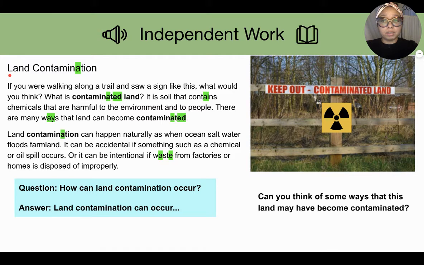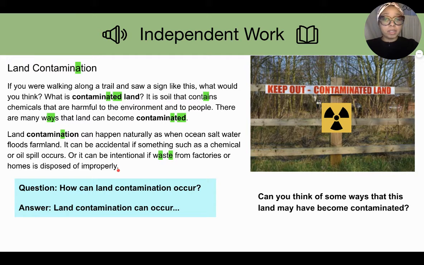Land contamination. If you were walking along a trail and saw a sign like this, what would you think? What is contaminated land? It is soil that contains chemicals that are harmful to the environment and to people. There are many ways that land can be contaminated. Land contamination can happen naturally, as when ocean water floods farmland. It can be accidental if something such as a chemical or oil spill occurs. Or it can be intentional if waste from factories or homes is disposed of improperly.